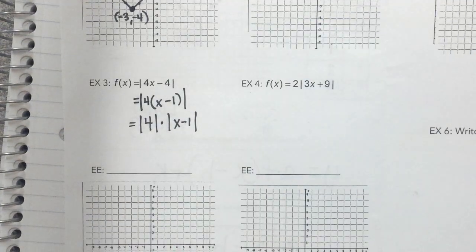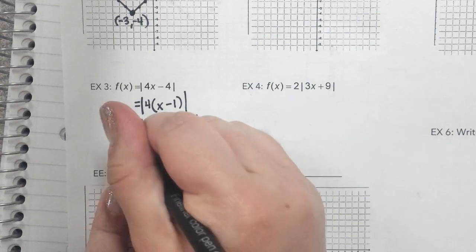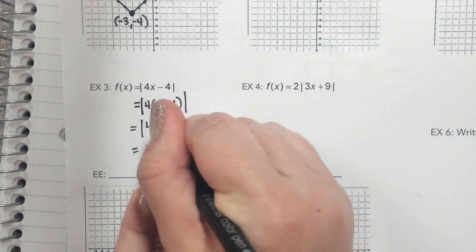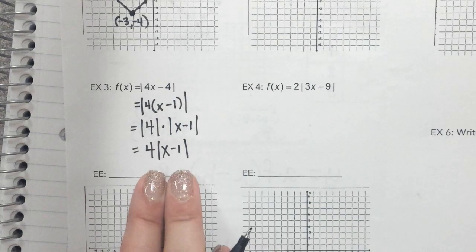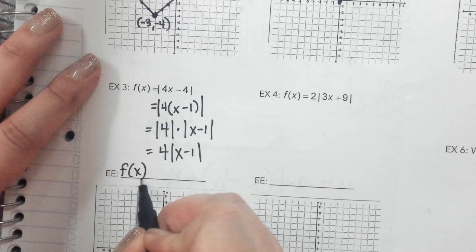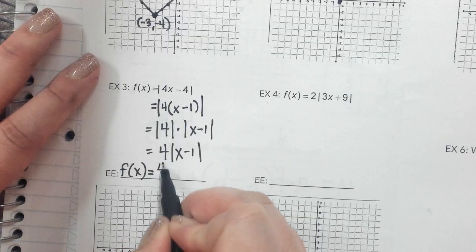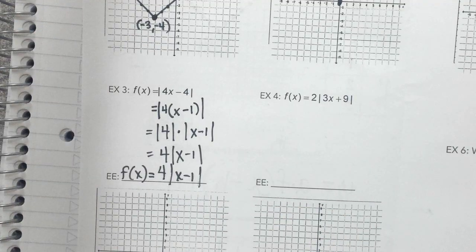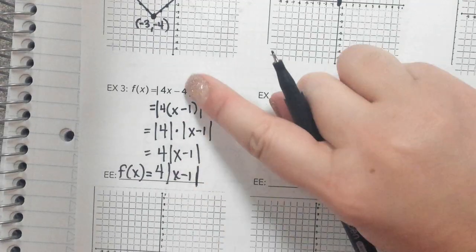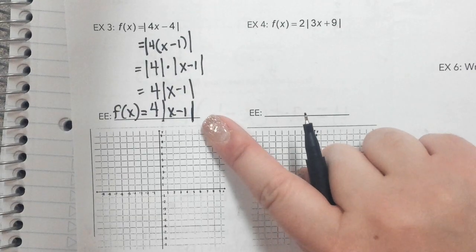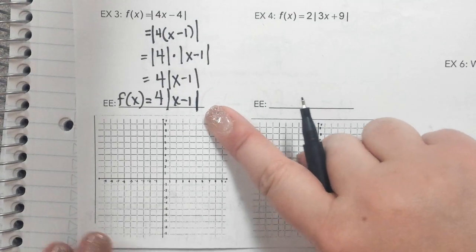Now what is the absolute value of 4? 4. Yeah, it's 4. So equivalently, I have an equivalent equation of f of x, can't forget the f of x, is equal to 4 times the absolute value of x minus 1. It's the exact same equation written in a way that's easy for me to graph it. Okay?